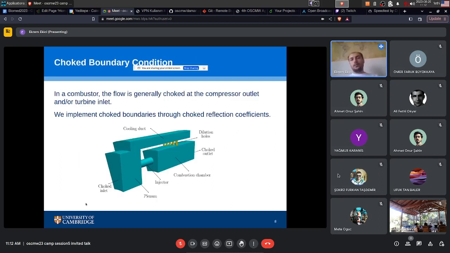I quickly talk about the choked boundary conditions because in real combustors we have Mach numbers of 1 at the inlet and the outlet of the combustion chamber. The combustion chamber is placed between the compressor and the turbine; the exit of the compressor is a choked inlet, and the combusted gas before entering the turbine is a choked outlet. From these boundaries I have some acoustic energy loss, and I need to consider that when I simulate the acoustics of the combustion chamber.